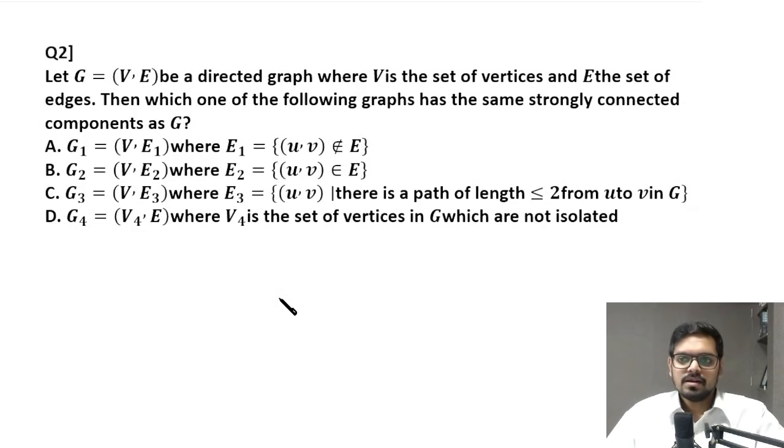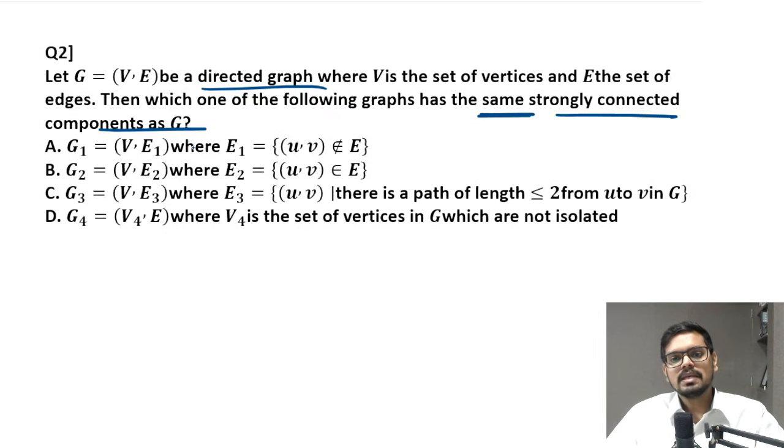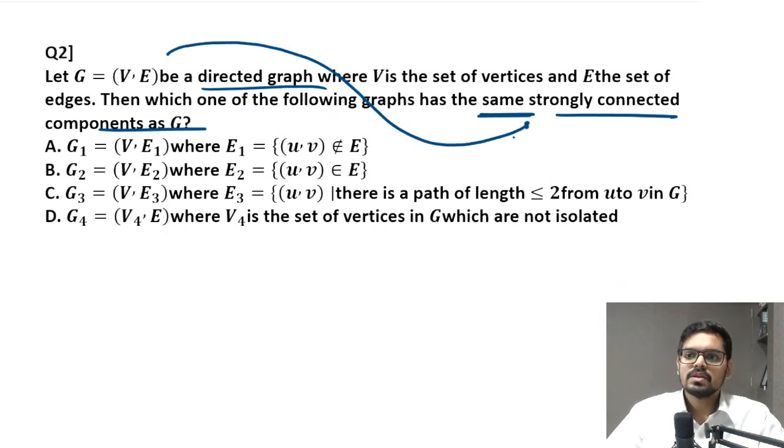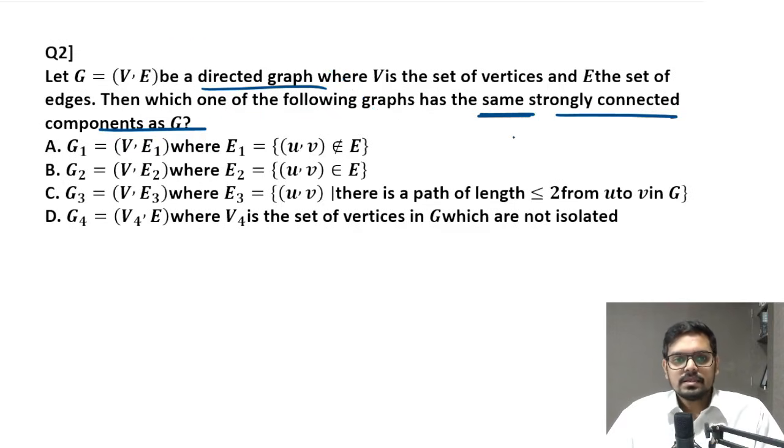Okay. You tried the question. The question says, let G = (V, E) be a directed graph, where V is the set of vertices and E is the set of edges. Which one of the following graphs has the same strongly connected components as G? So by default they are saying that this graph G is strongly connected. Now the same strongly connected feeling you will get in which of the following options: G1, G2, G3, G4.